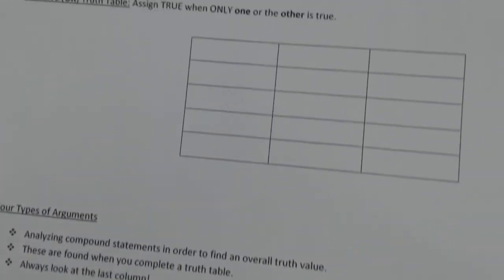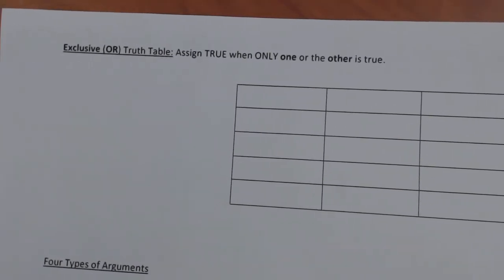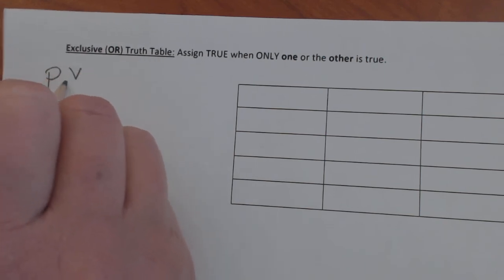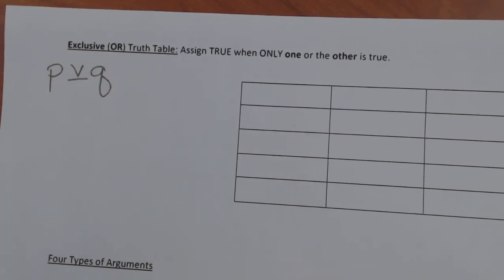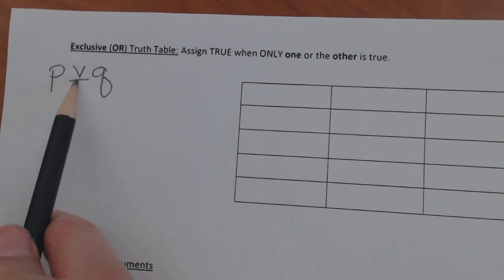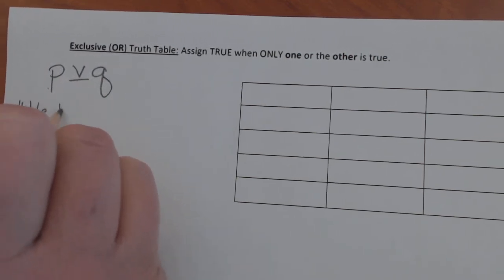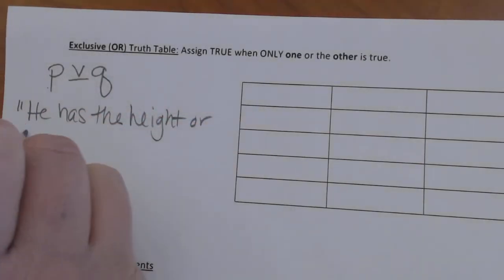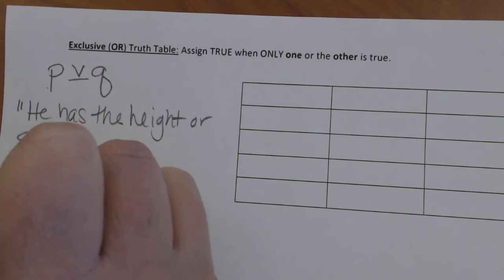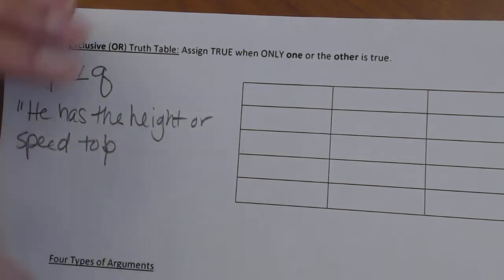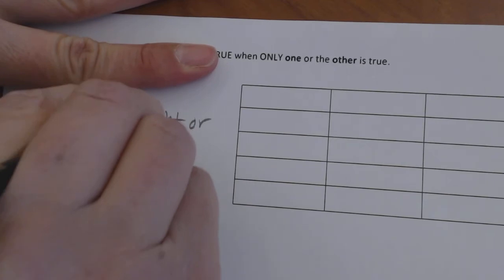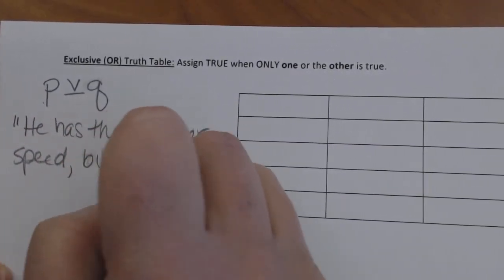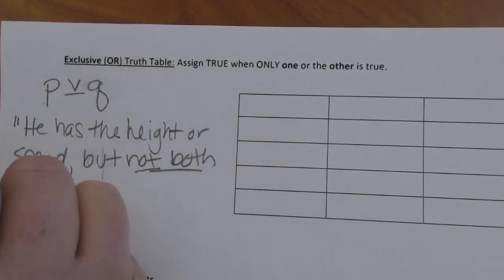Next, let's do the exclusive or. Here's the exclusive or. I'm going to use the same statements: he has the height, or exclusive, he has the speed. So it's going to be P, the symbol, Q, written out. Let's say height or speed, but not both, to play.